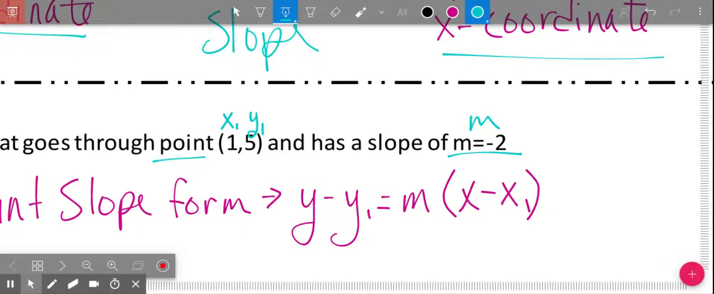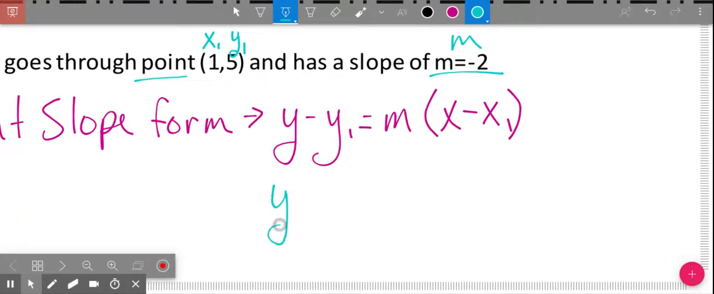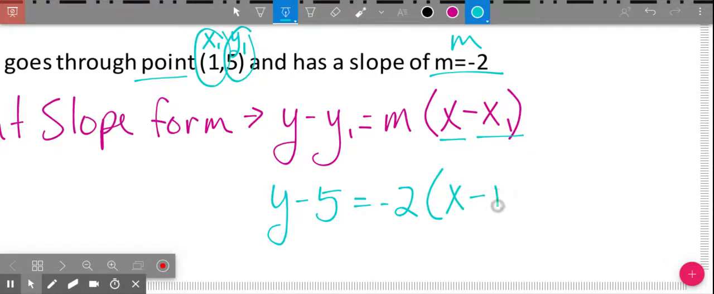Now that we have our pieces labeled, we're just going to substitute those in. So now we're going to have y minus my y sub 1, which was 5, equals my slope, which was -2, times x minus my x sub 1, which was 1. And then we're done. We have the equation of a line.